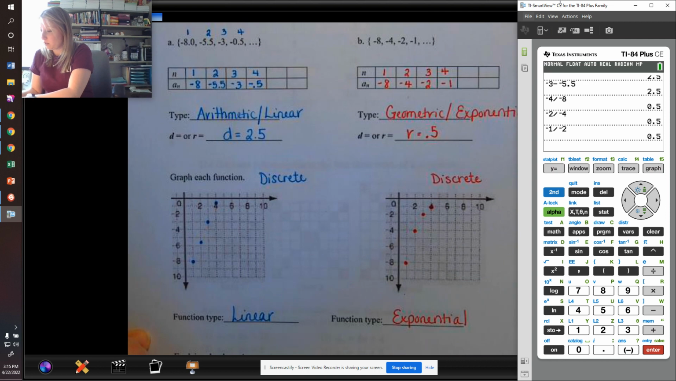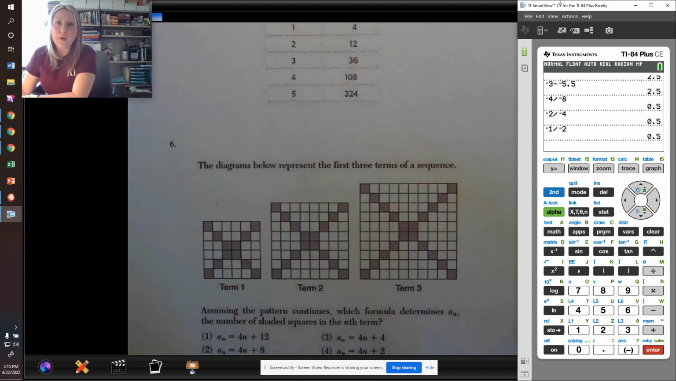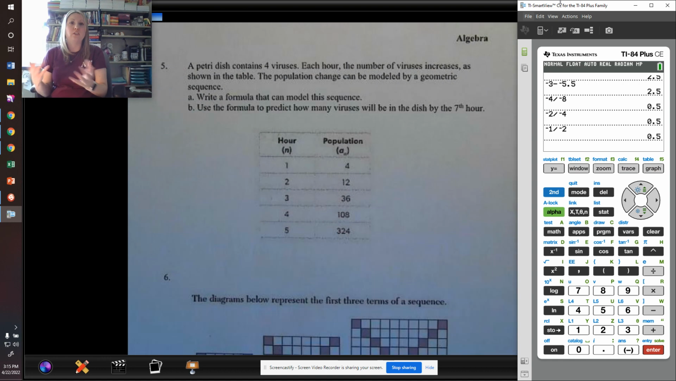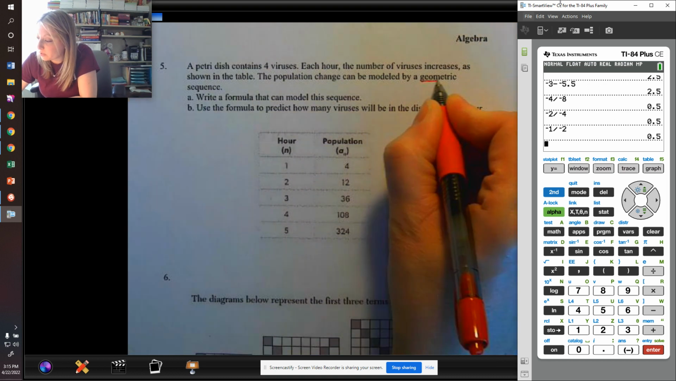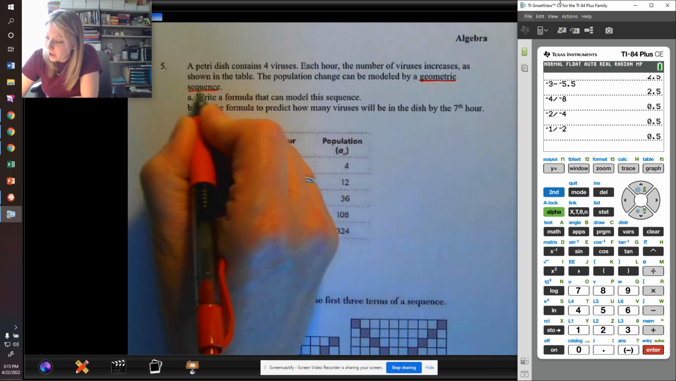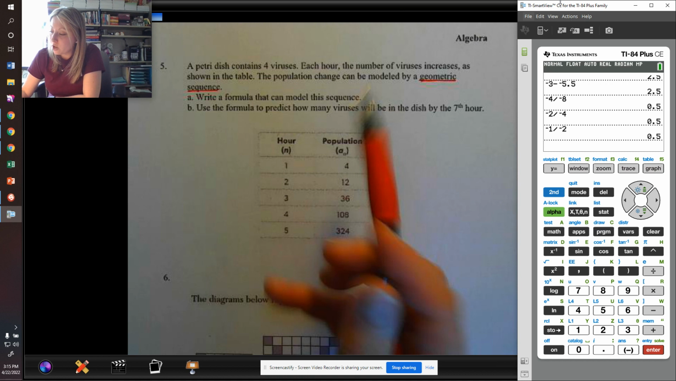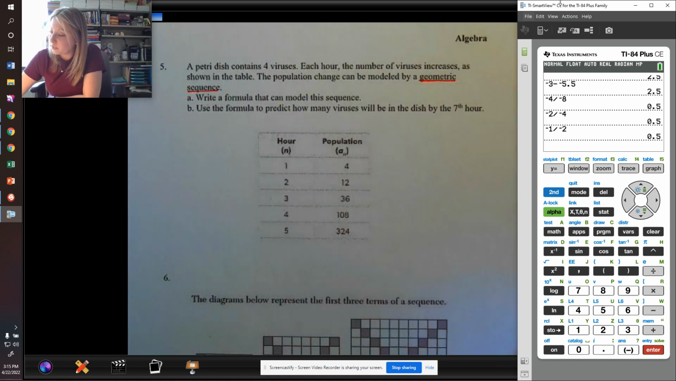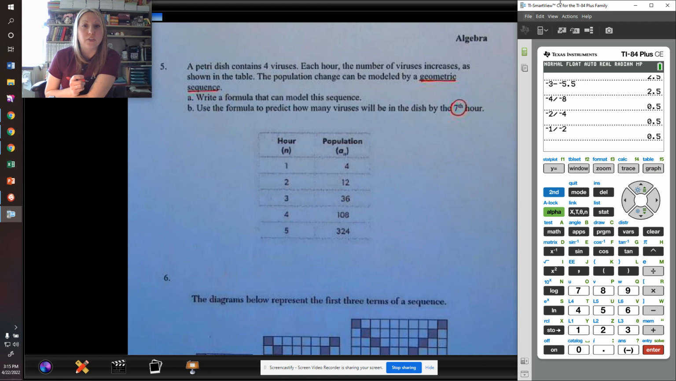Alrighty. Last but certainly not least, how has the Regents asked these questions? Always the question that we're kind of thinking to ourselves. So we've got a Petri dish contains 4 viruses. Each hour, the number of viruses increases as shown in the table. The population change can be modeled by a geometric sequence. So we're actually told that right now, that we need a geometric sequence. We want to write a formula that models this and use the formula to predict the nth hour, the 7th hour.